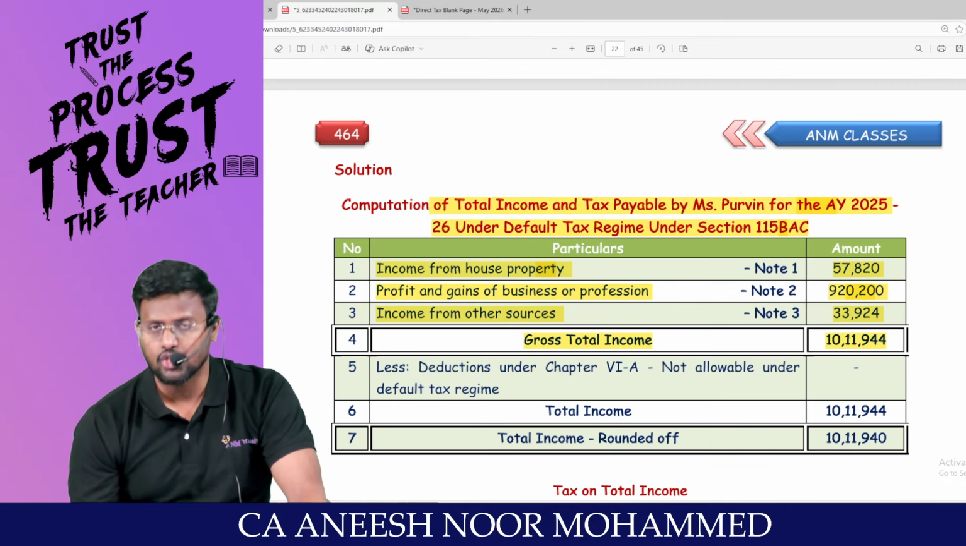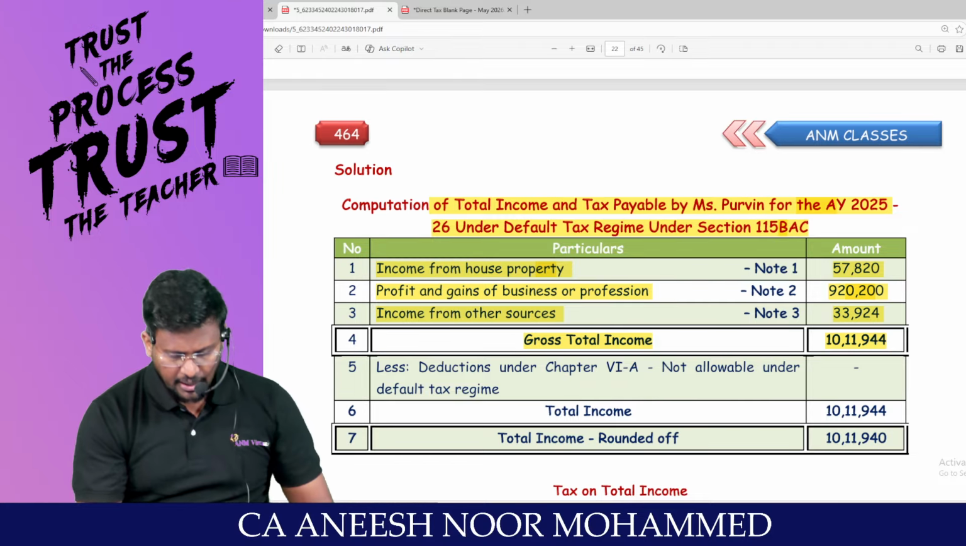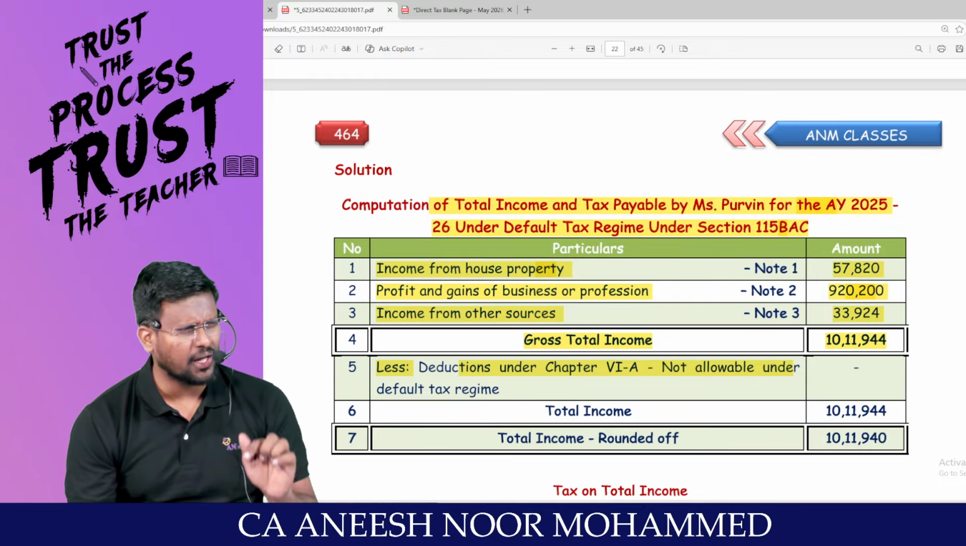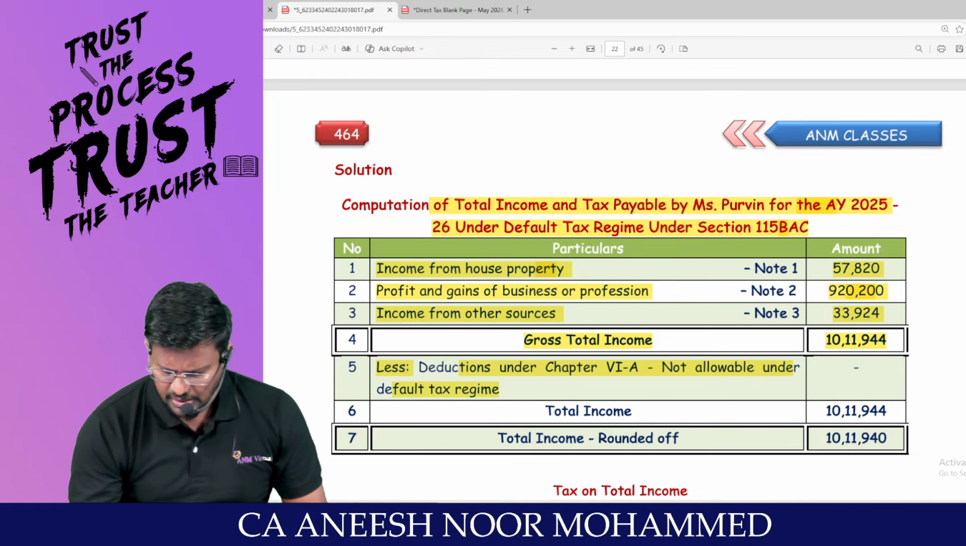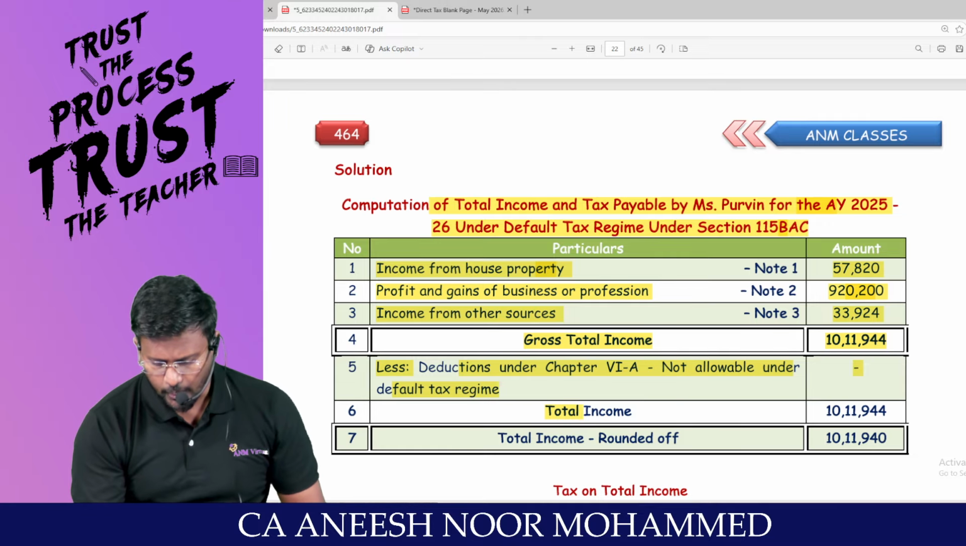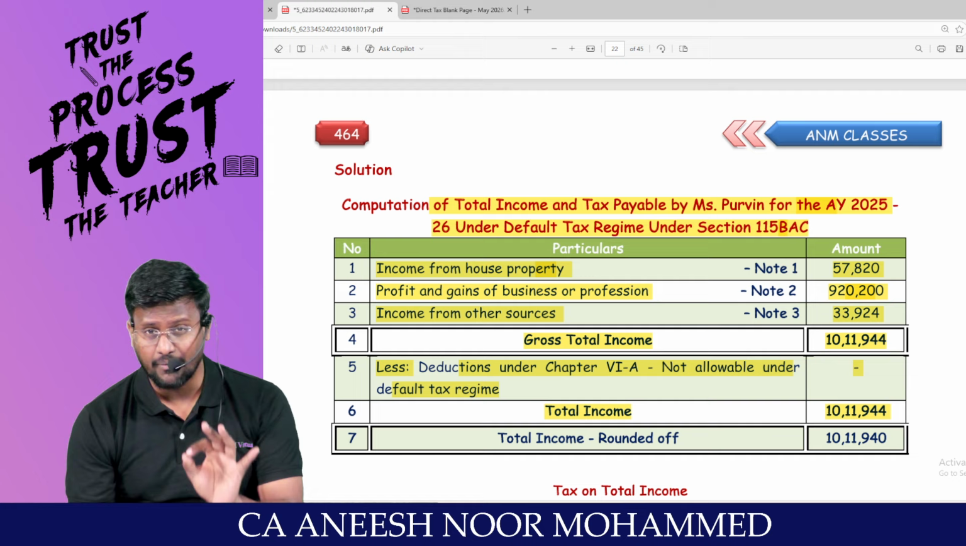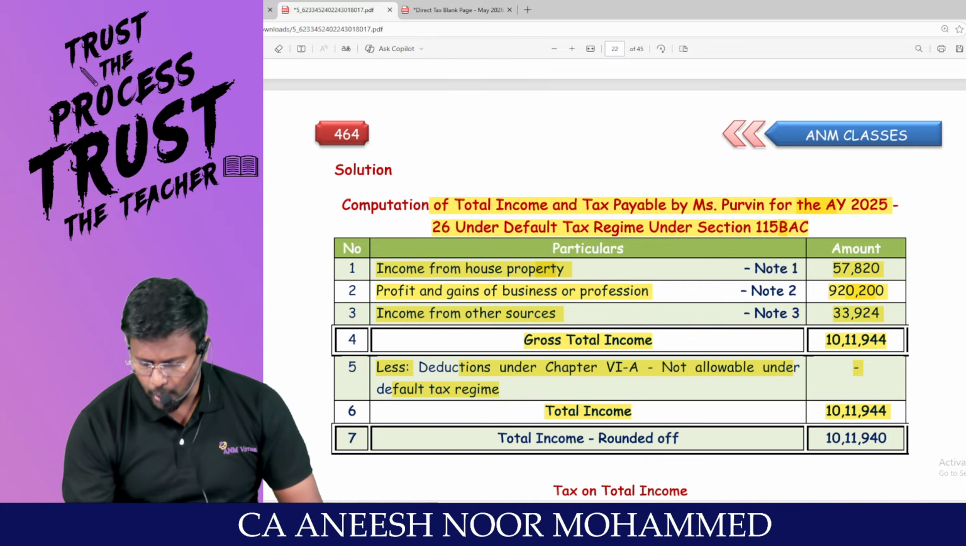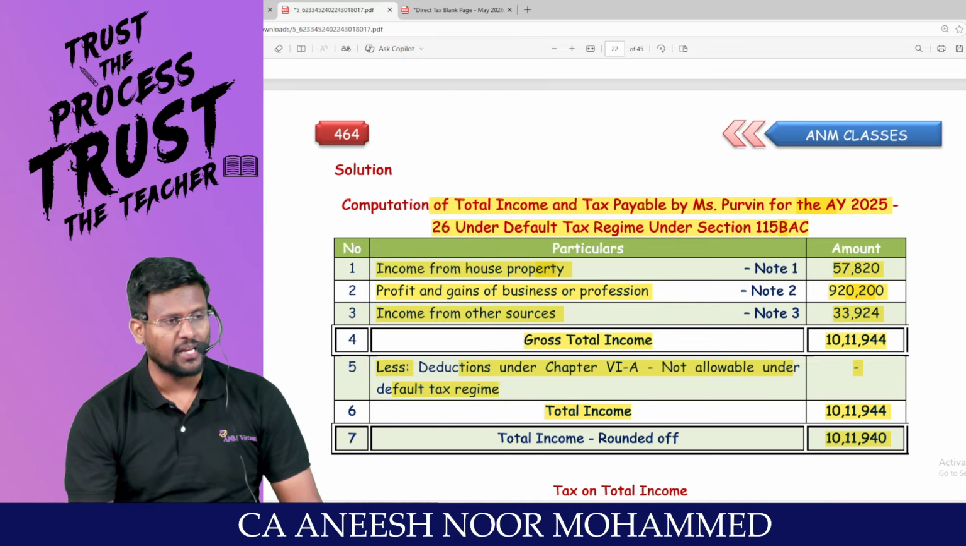We have finalized the gross total income. Clear? Let's go to deduction. What deduction? Chapter 6A deduction. Sir, now we are traveling through the default tax regime. There is no question at all. So your total income will be 10,11,944. Last number is 4. That 4 rupees put it on. It will be rounded off to 10,11,940.